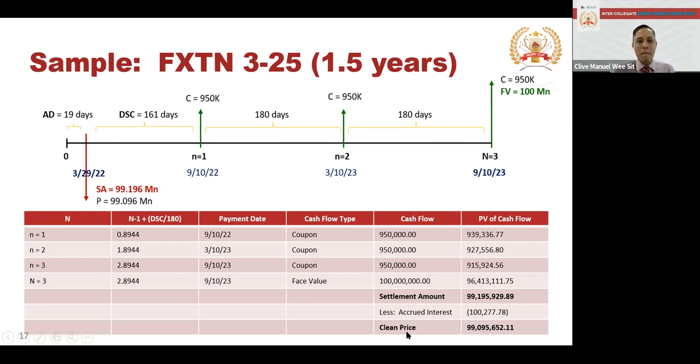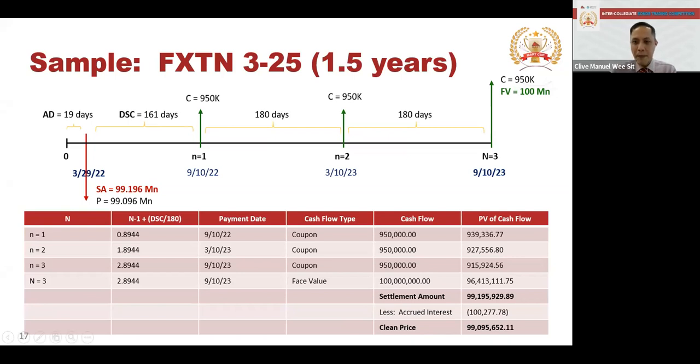your clean price, right? Now, why is it clean? Because the concept of accrual of interest makes the valuation dirty. That's the reason why it's called clean price. Your settlement amount is your dirty price. It's dirty because it includes accrued interest. If you deduct the accrued interest, it gives you your clean price. All right. Okay, I hope that's clear.